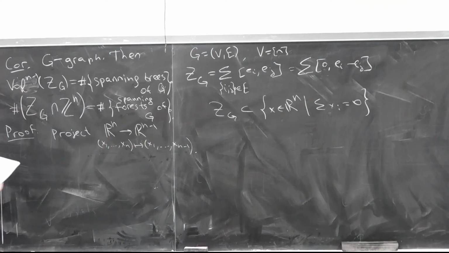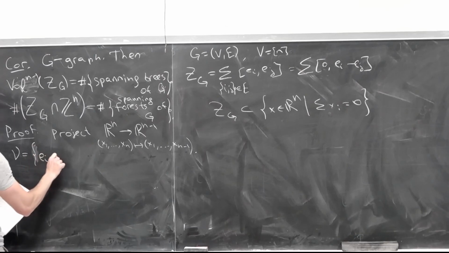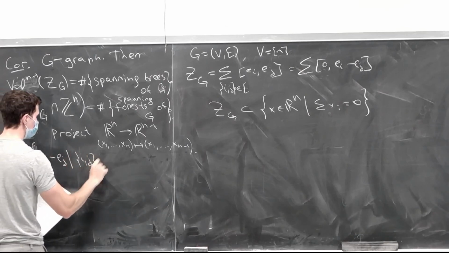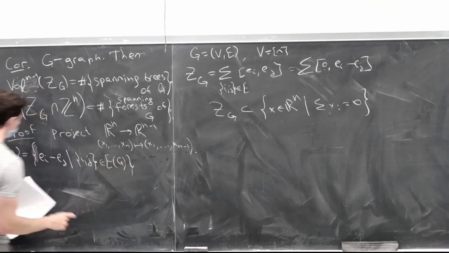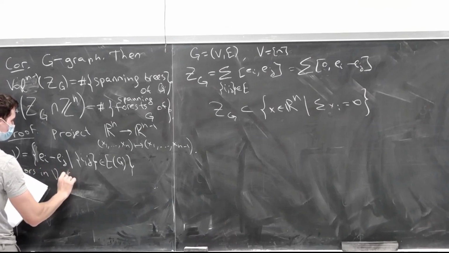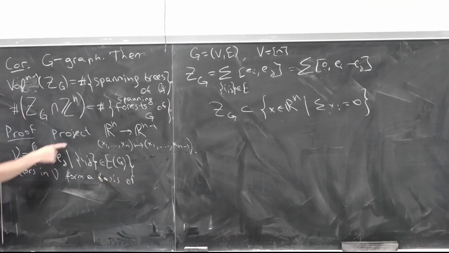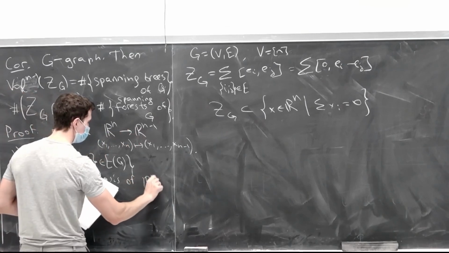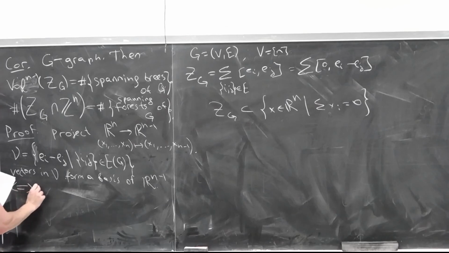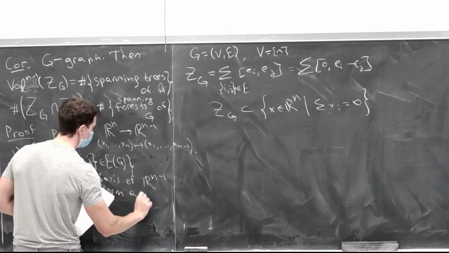Now, if I want to describe the basis, if V is my vector configuration of this form, e_i minus e_j where ij forms an edge, then the corresponding vectors in V, projected down onto R^{n-1}, form a basis of R^{n-1} if and only if the corresponding edges form a spanning tree.